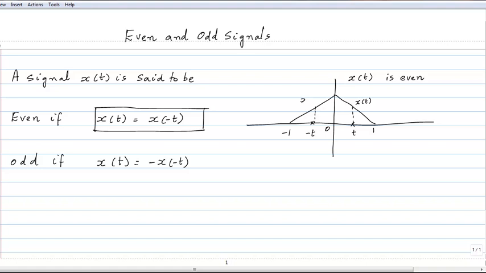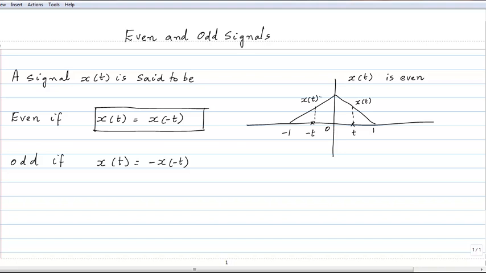Okay, so that's the mathematical way to think about an even signal. Or pictorially, you can see that if I take this triangular signal that I have here and flip it about the y-axis, I would get exactly the same signal back. So that's what we call an even signal.